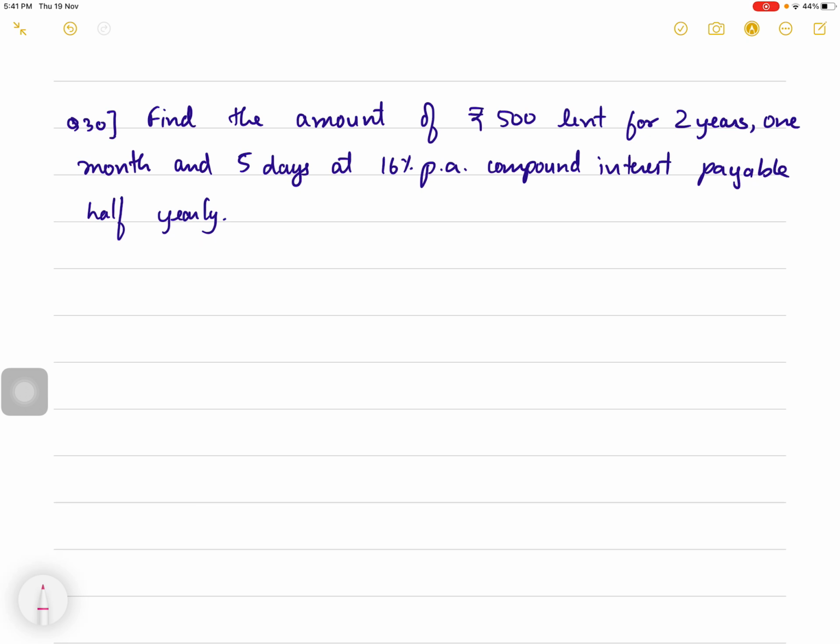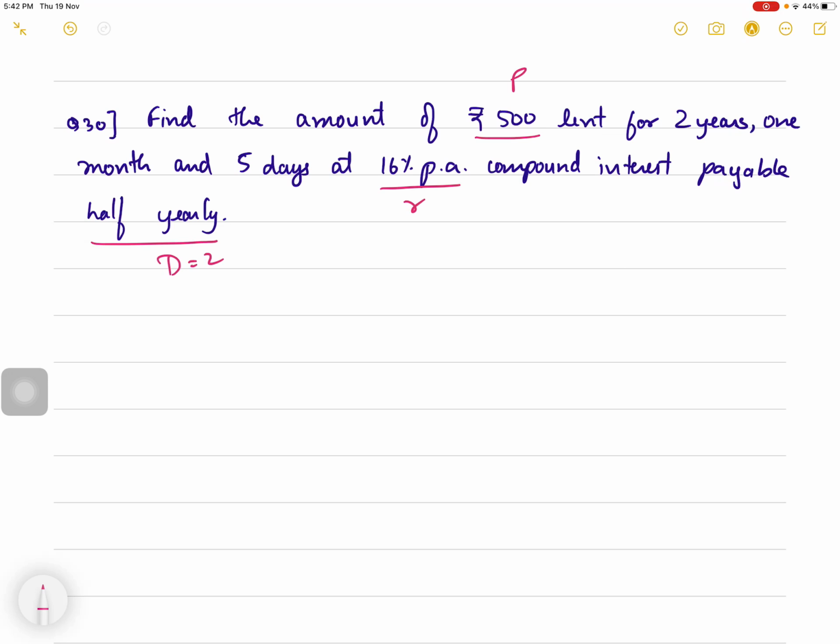Find the amount of rupees 500 lent for 2 years, 1 month and 5 days at 16% per annum compound interest payable half yearly. Okay. So principal is 500. The period is 2 years, 1 month and 5 days. And the rate of interest is 16% per annum. Compound interest payable half yearly. Payable half yearly means in a year 2 times interest is compounded. So D is equal to 2.